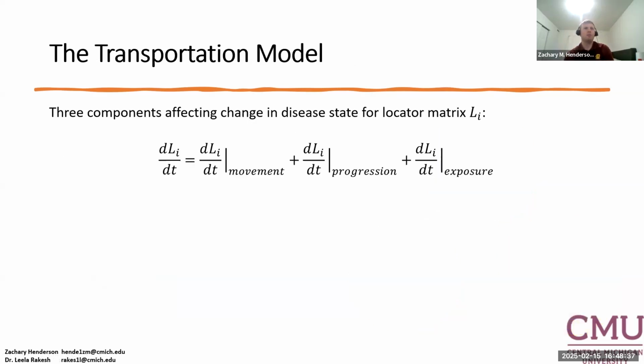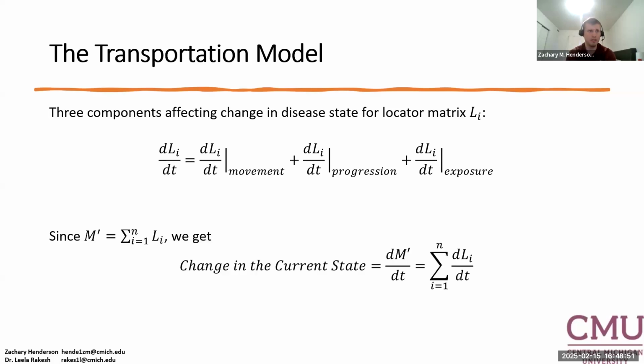So the transportation model, what we can do is look at these 3 different components that we had mentioned earlier. The idea is we want to look at the change in disease state for each of the locator matrices individually with the 3 components: movement, progression, and exposure. And the nice part about that is because the current state matrix is just the sum of all the locator matrices, we can get the change in the current state by just summing all of the changes of the locator matrices themselves.